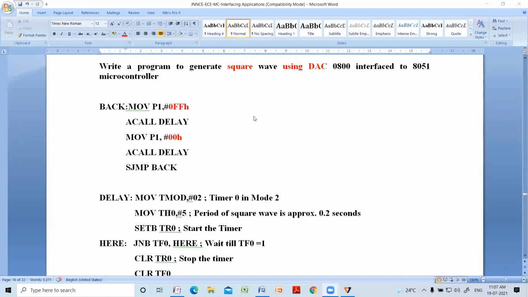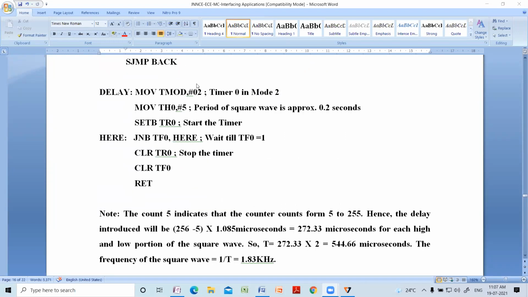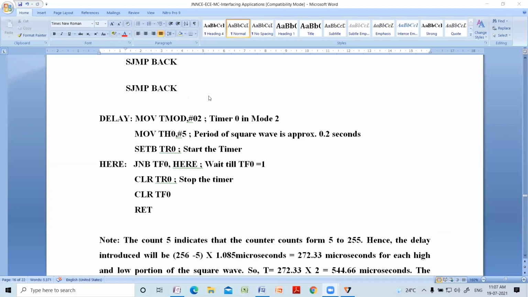So the delay is generated using a timer. Timer 0 in mode 2. The period of the square wave is 0.2 seconds approximately. That is why TH0 you are loading it as 5. Start the timer. Wait until TF0 is equal to 1. Once TF0 is equal to 1, clear the timer, clear TF0 and return.